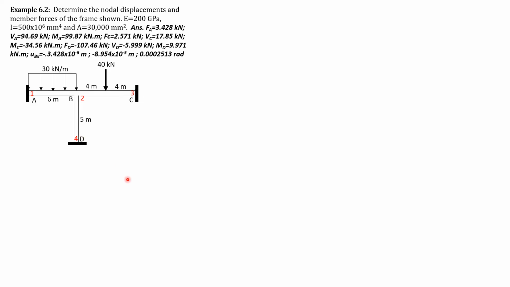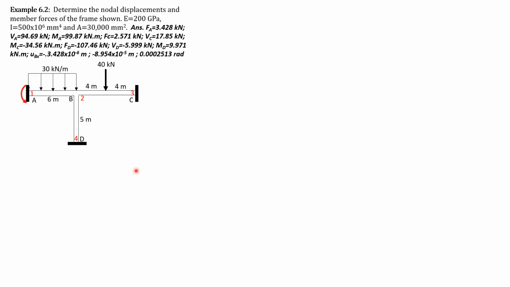Okay, let's have example 6.2. Determine the nodal displacements and member forces of the frame shown. E is 200 gigapascals, moment of inertia 500 times 10 to the 6 millimeter to the fourth, and area 30,000 square mm. So here is the given figure. There are 3 degrees of freedom at B. We call this node 2. And we mark the nodes as 1, 2, 3, 4. So there are only 3 degrees of freedom, so this can be managed by your calculator.